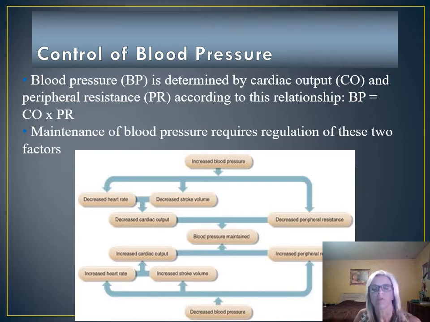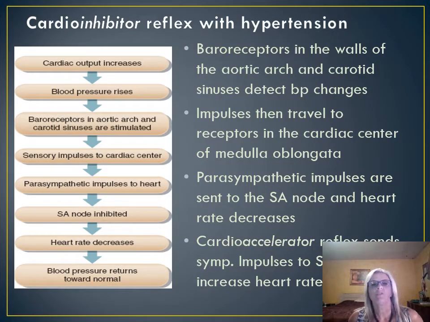Maintenance of blood pressure then requires these two factors to be regulated. All right, so let's look at a response to hypertension. Hyper meaning above. So high blood pressure. Baroreceptors in the walls of the aortic arch and carotid sinuses are going to be the ones that detect or sense changes in blood pressure. Those impulses then travel to the receptors in the cardiac center of the medulla oblongata.